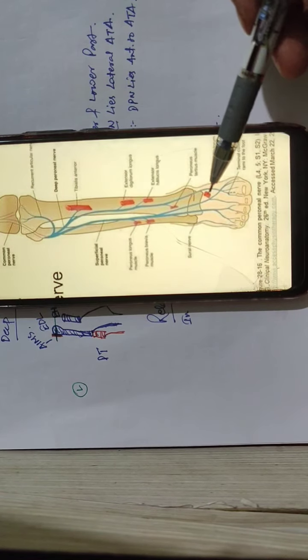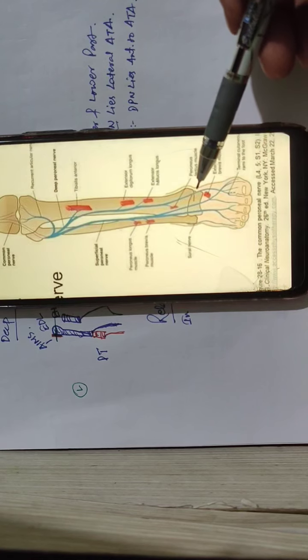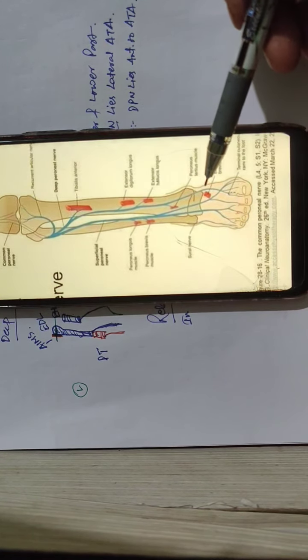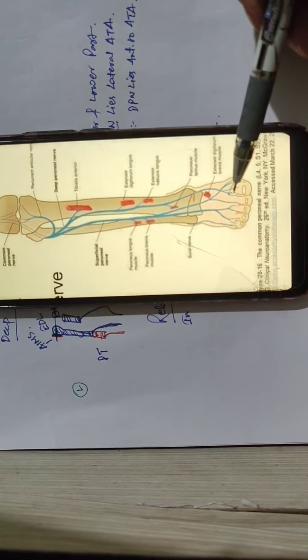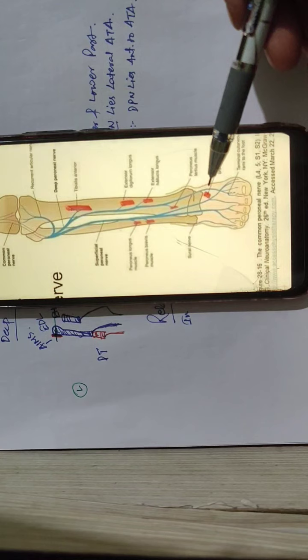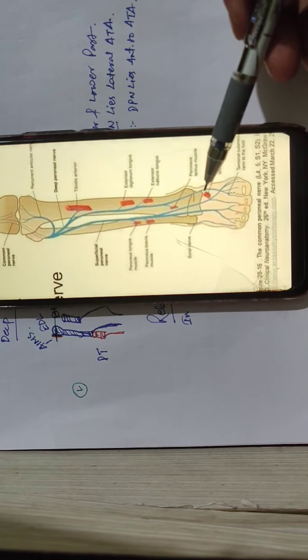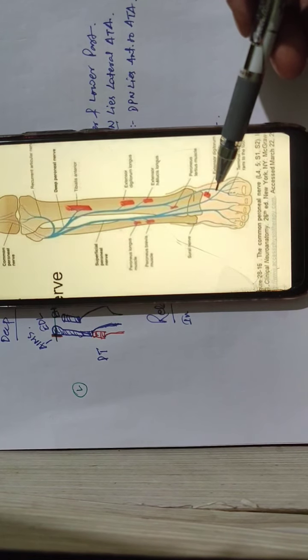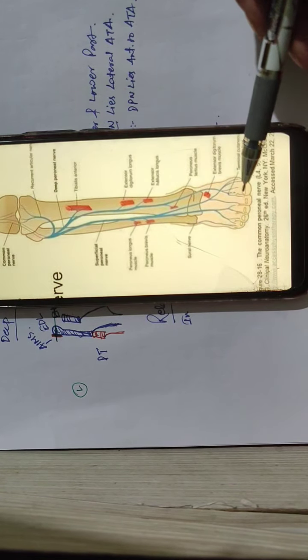And next the articular branch. Here the articular branch, that means all the bones which form the arch of the foot, that is the tarsal bone, metatarsal bone, and phalangeal bone, are all supplied by this deep peroneal nerve. That means it supplies the ankle joint, tarsal joint, tarsometatarsal joint and metatarsophalangeal joint.